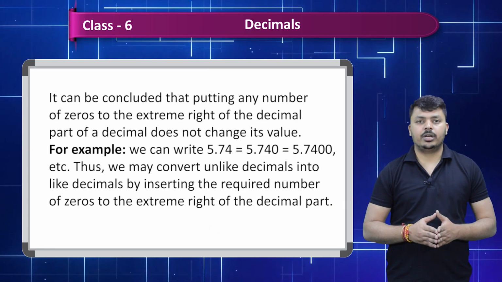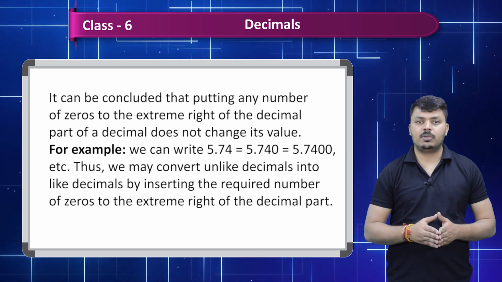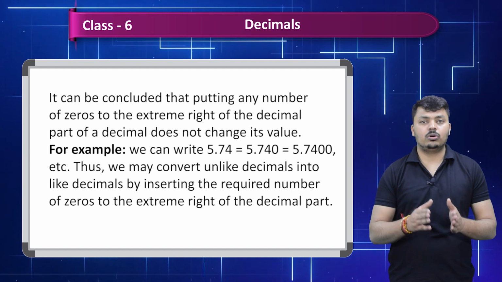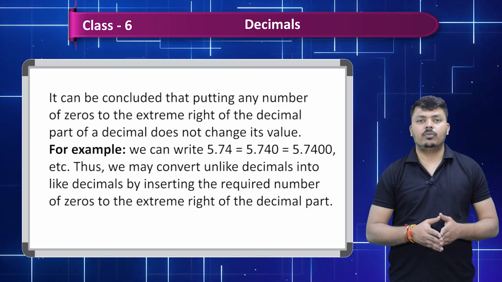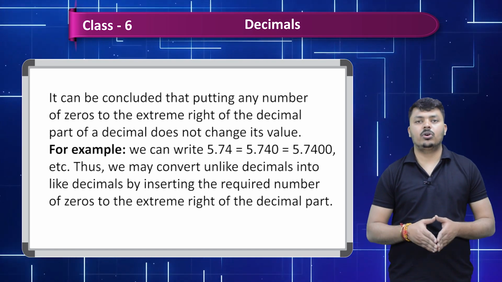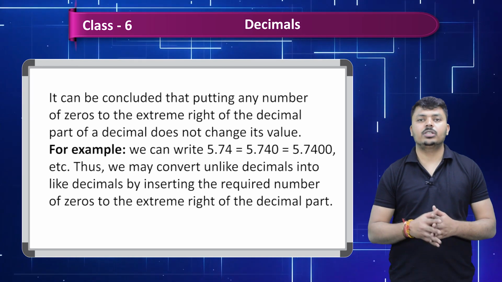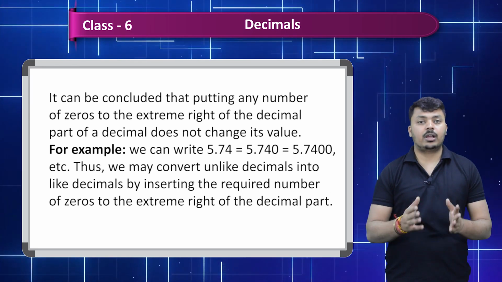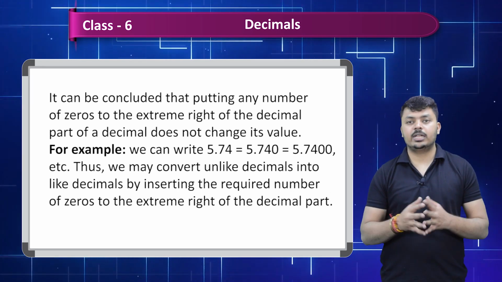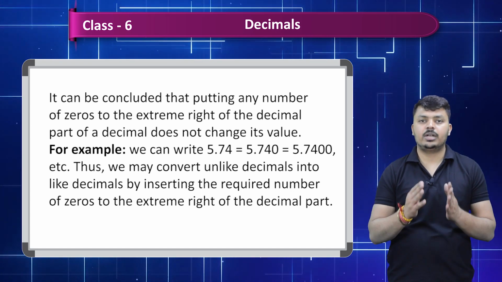It can be concluded that putting any number of zeros to the extreme right of the decimal part of a decimal does not change its value. For example, we can write 5.74 equals 5.740 equals 5.7400, etc. Thus, we may convert unlike decimals into like decimals by inserting the required number of zeros to the extreme right of the decimal part.